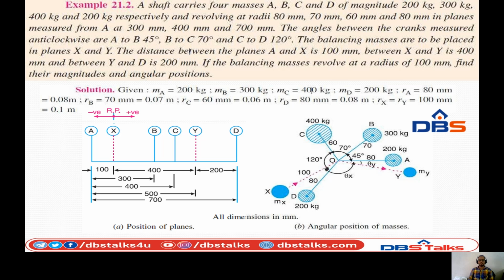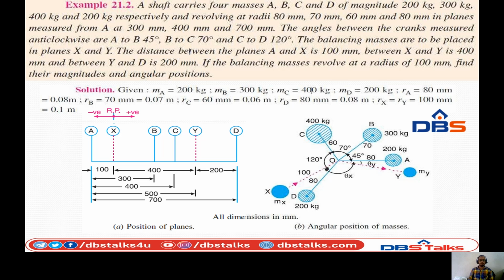Then OB at a 45 degree angle, and from B to C we represent an angle of 70 degrees, or otherwise we can represent it from A with 115. That means 70 plus 45, a 115 degree angle, can also be represented directly. And C to D is 120 degrees. Accordingly you have to draw the angular position diagram by representing the radii and masses.